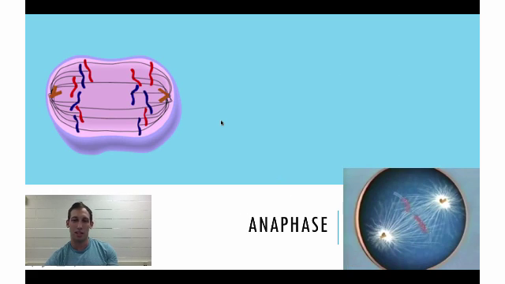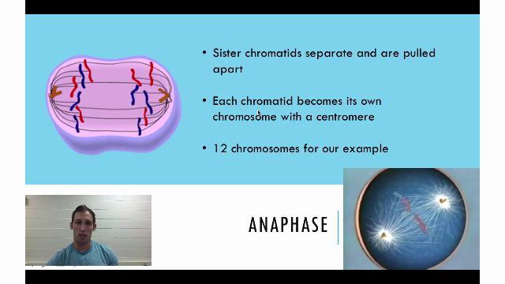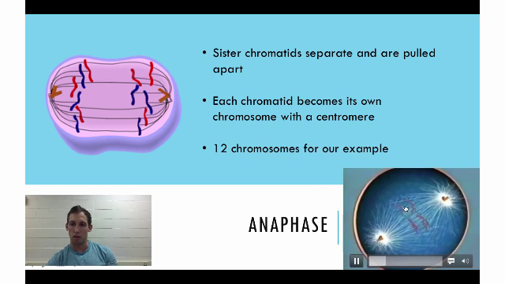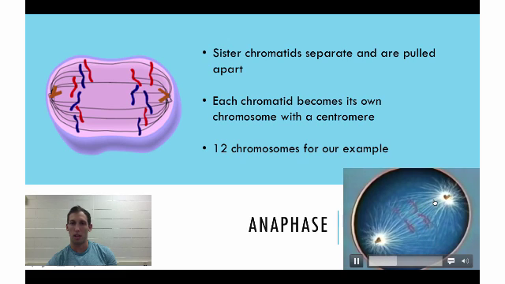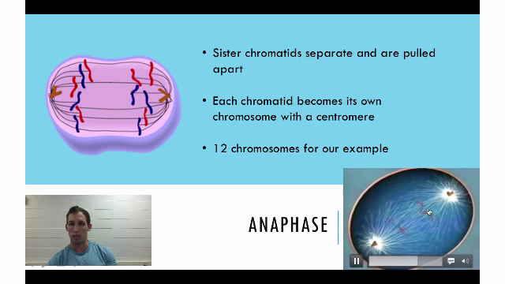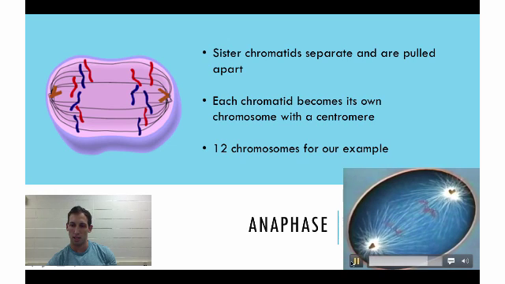And the next phase of mitosis is anaphase, and with anaphase, the sister chromatids will actually separate and pull apart, and each chromatid becomes its own chromosome at this point with a centromere. And at that point, there will be 12 chromosomes. So as you can see in the video, the sister chromatids right here are pulling apart, and they will become 12 chromosomes, each with their own centromere.